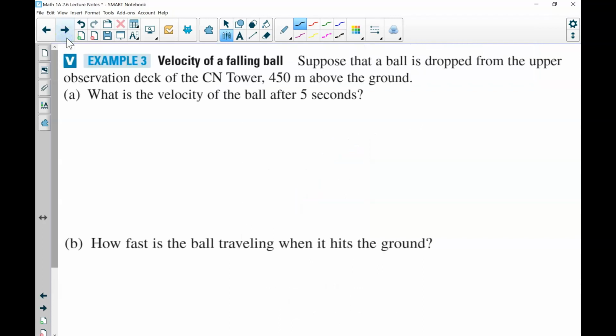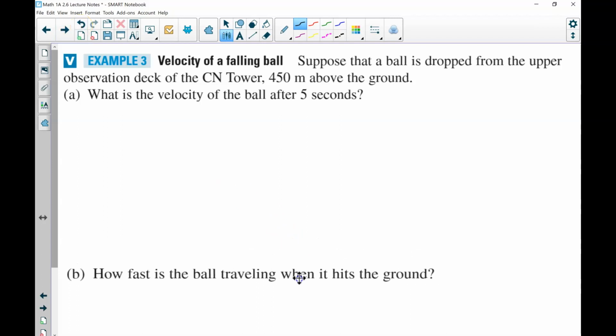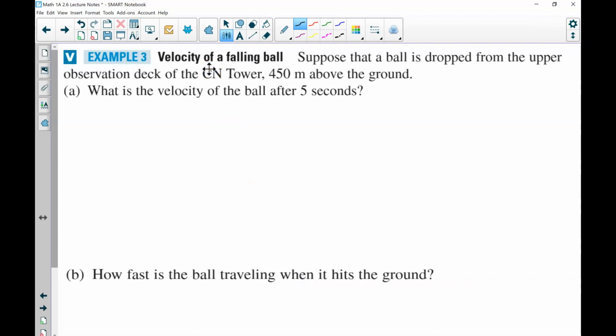So now let's use this information to solve our next example. Our next example is the following question. The velocity of a falling ball. Suppose that a ball is dropped from the upper observation deck of the CN Tower, 450 meters above ground. What we want to know for the first part of this question is, what is the velocity of the ball after 5 seconds? So when it's asking us for the velocity after 5 seconds, we determine here that t is going to equal 5.